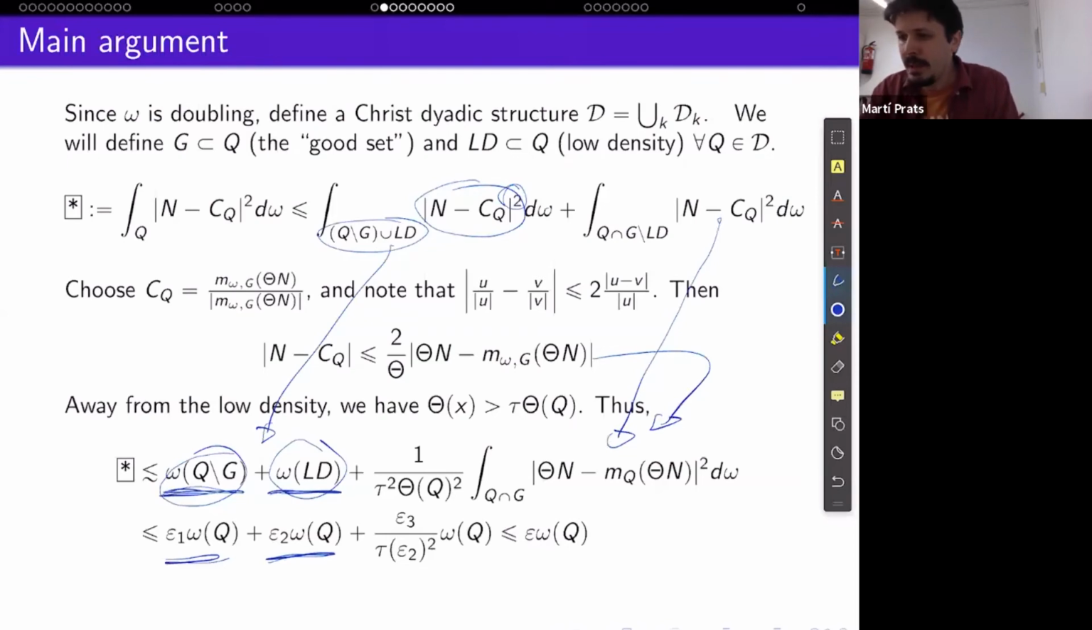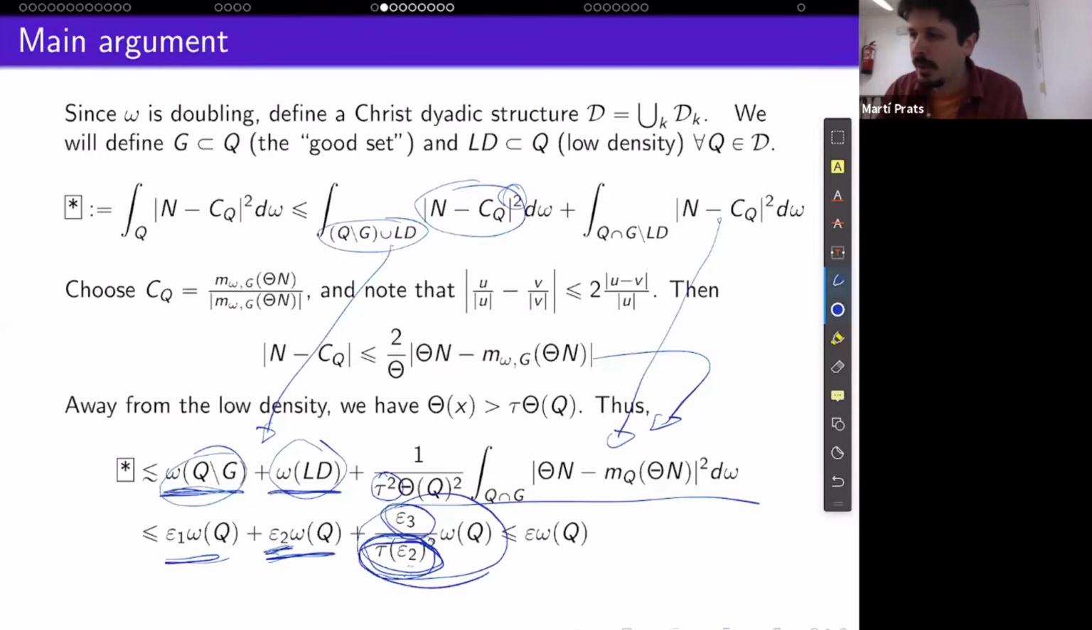And finally, here there is a balance. We would like to see that this thing is controlled by this. This tau squared is this tau squared. This tau will depend on epsilon two. So in order to make this epsilon two small, we will need to take tau very small. So this is bad for our interest, but then we can find a new epsilon three that does not depend on this tau and epsilon two. We will make it very small, and therefore we will control this by this. So this is the game.